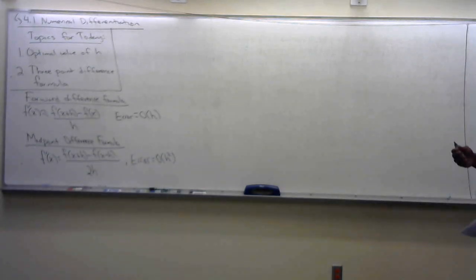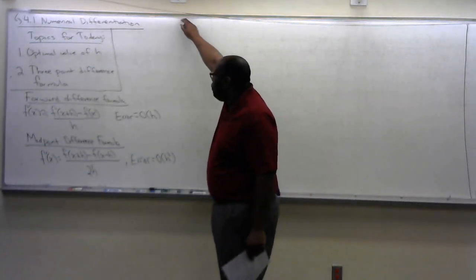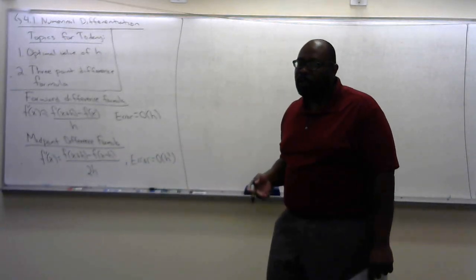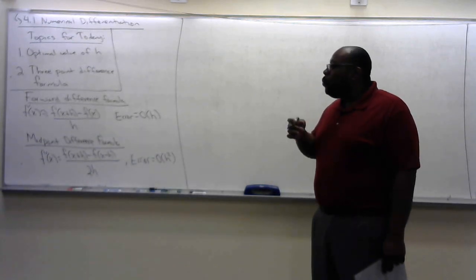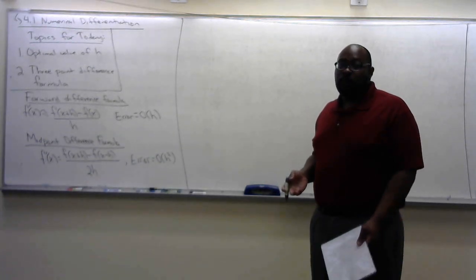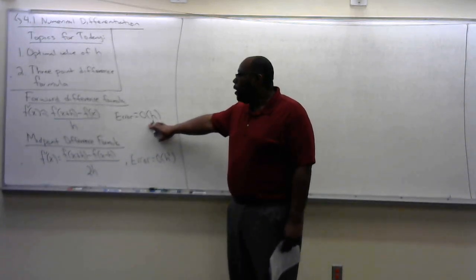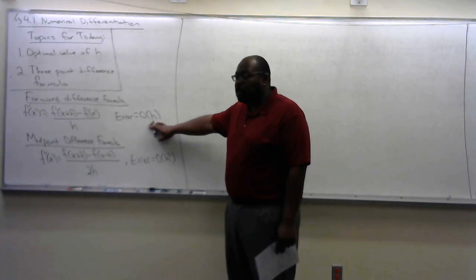So the question then becomes, now that we have these difference formulas to approximate the derivative, and we did an example where we approximated the derivative of e to the x at 0, what is the best value of h to use when we approximate our derivatives? We can pick any h that we like, so what's the best value of h to choose?